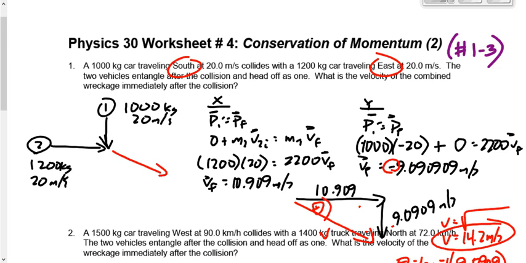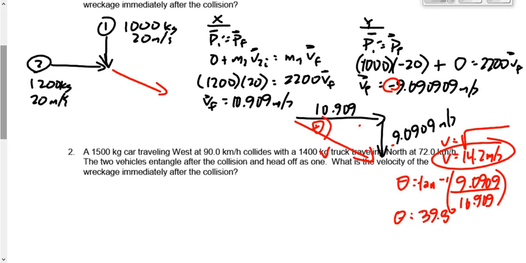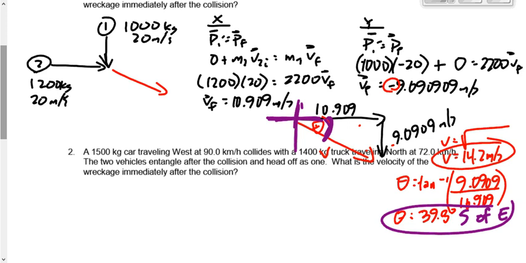Now remember, we draw little crosshairs right here. This vector is going south and it's going east, right? But is it going south of east or east of south? Well, are we measuring the angle from the east or from the south? It's touching the east, so it's measured off the east. Well, it must be south of east. So that's our answer, 14.2 at 39.8 degrees south of east.